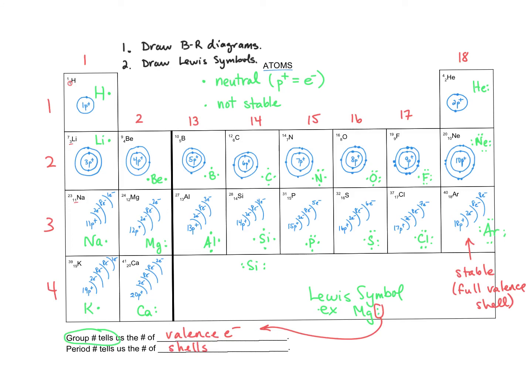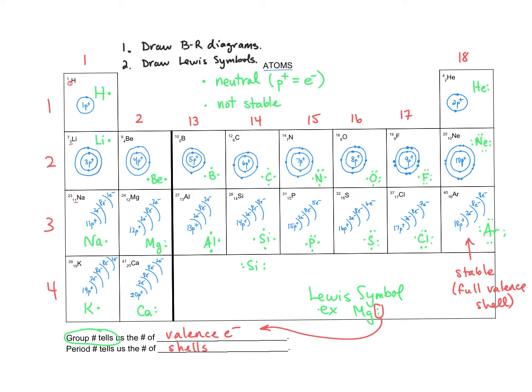Okay, in order to understand ion formation, we need a solid understanding of atoms and atomic structure. So just to review, I've drawn Bohr-Rutherford diagrams here in blue and Lewis symbols in green. Now, I have not included the neutrons in the nucleus, although you could have found that by subtracting the mass number minus the atomic number.